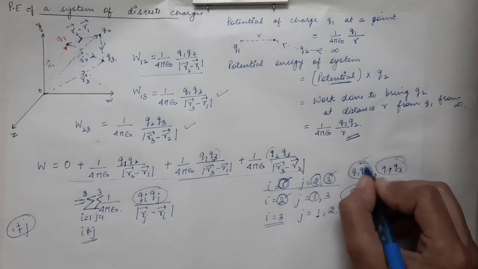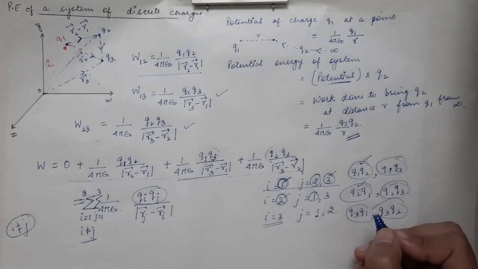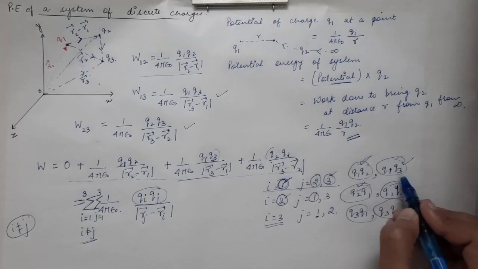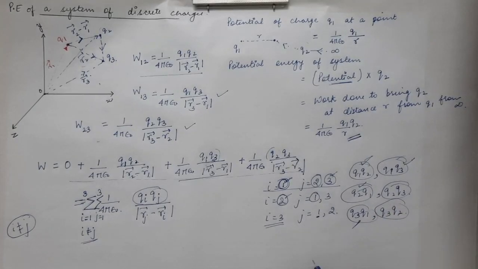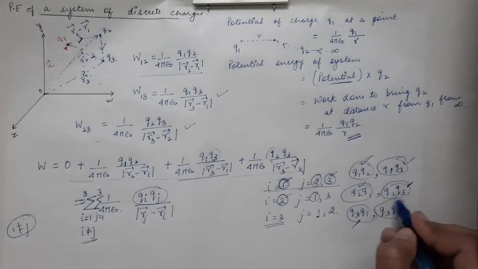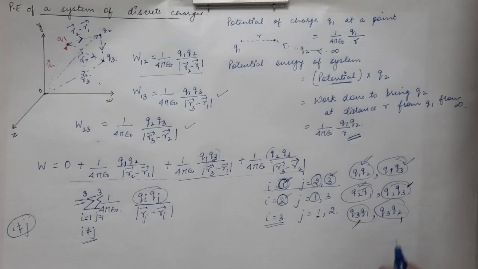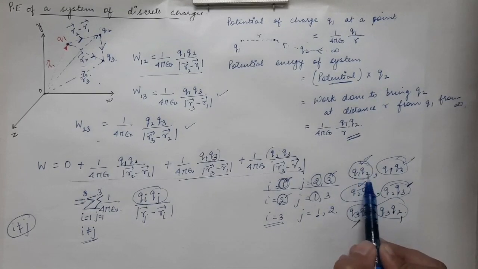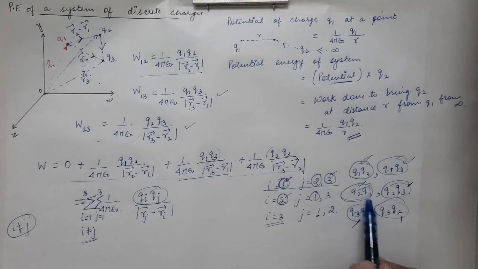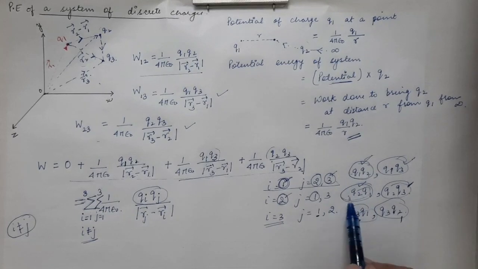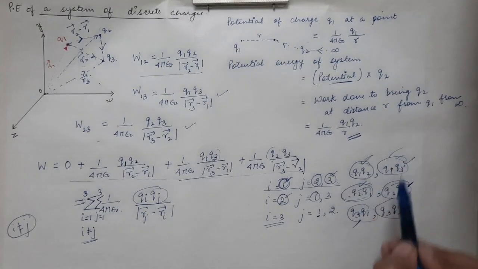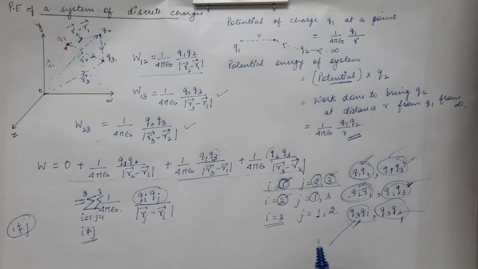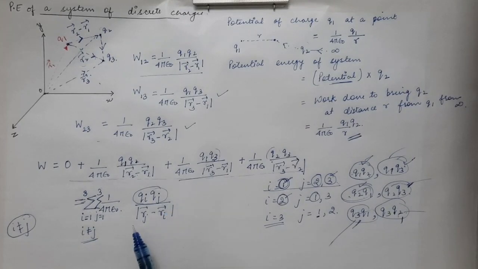When you look over here, you have Q1 Q2 and here you have Q2 Q1. Then here we have Q1 into Q3 and here we have Q3 into Q1. And similarly here we have Q2 into Q3 and we have Q3 into Q2. So we have double terms. For example, here you have Q1 Q2 and here you have Q2 into Q1, so we are getting 2 same terms. Here also we get 2 same terms, and these 2 terms will be obtained in this expression.